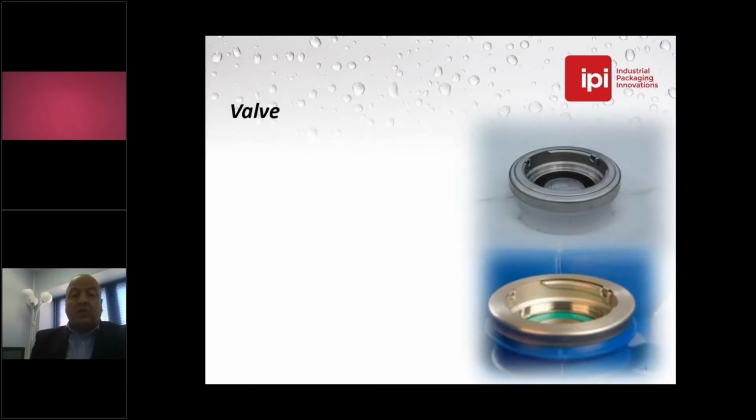So firstly, we'll look at the valve. The valve there at the top is shown on an IBC, and at the bottom is shown on a smaller container. It's used for all kinds of containers. It can be anything from a 25 litre pail to a 30 litre, 250 litre, 200 litre, up to 1,000 litre IBC. In all cases, the valve has two functions.